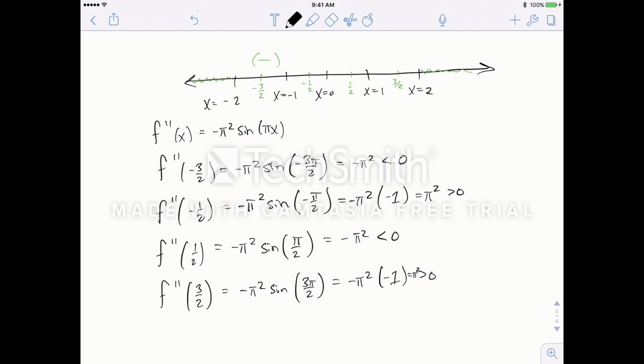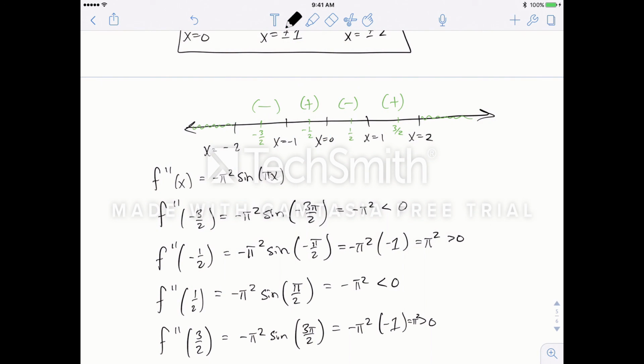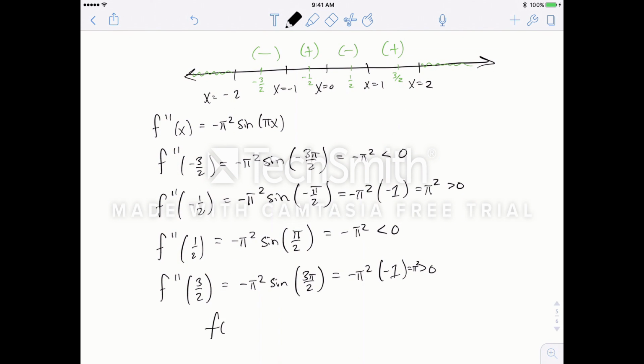Alright, so let's put those back on this number line. In the region with negative 1/2, we have positive. In the region of positive 1/2, we have negative. And in the region of 3/2, we have positive. So what this tells us is f of x is concave up on the intervals -1 to 0 and 1 to 2.